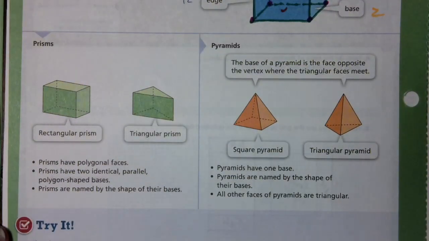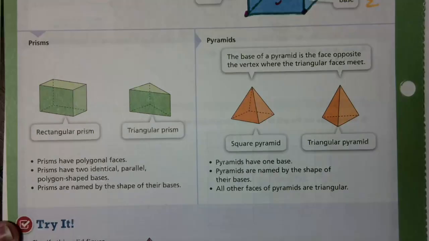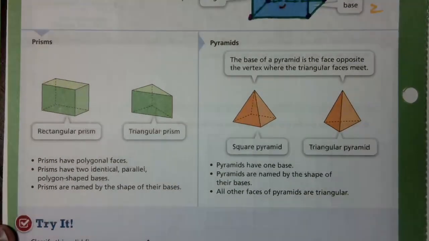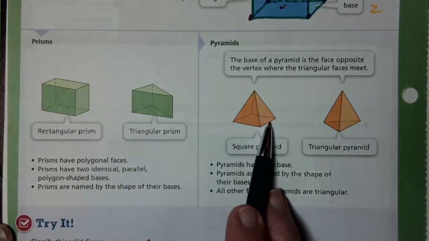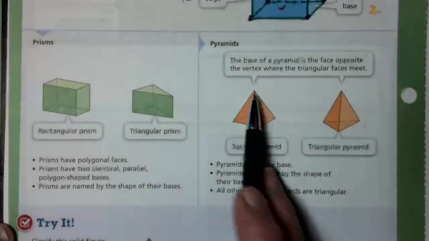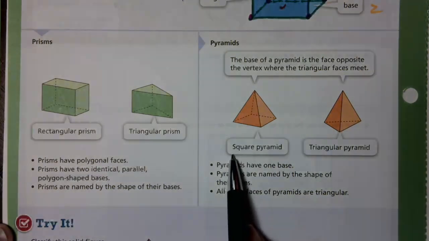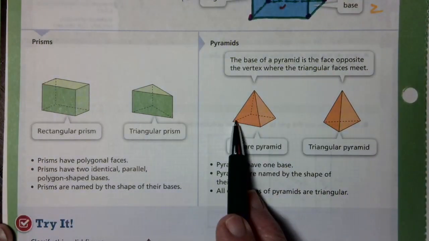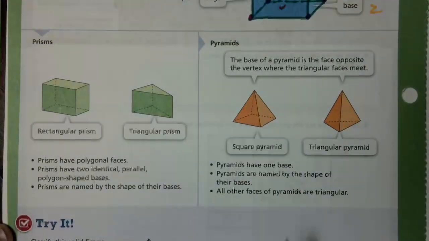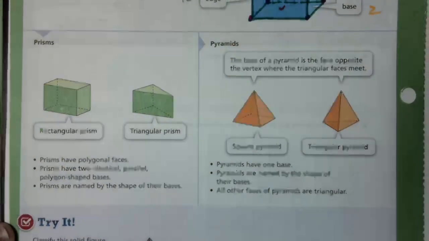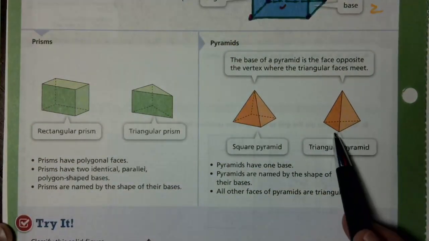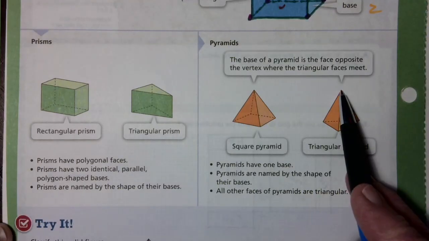Okay? Now look at pyramid. The base of a pyramid is the face opposite the vertex. See, it's got a flat surface on this side and a point on this side. So it's a face opposite the vertex where the triangular faces meet, and we name it by the flat surface. So this is a square pyramid, it's sitting on a square and it comes to a point. Triangular pyramid, it's sitting on a triangle and it comes to a point.